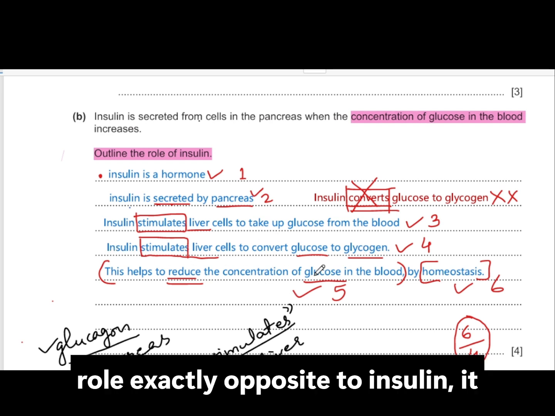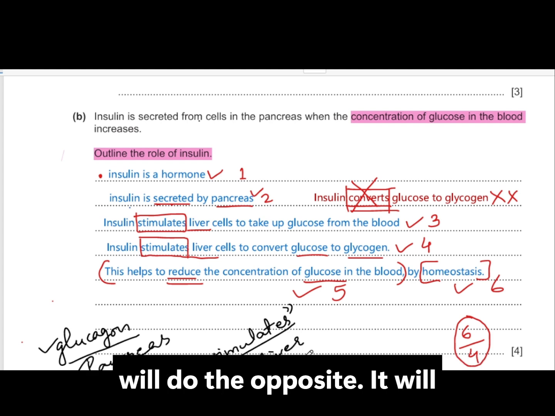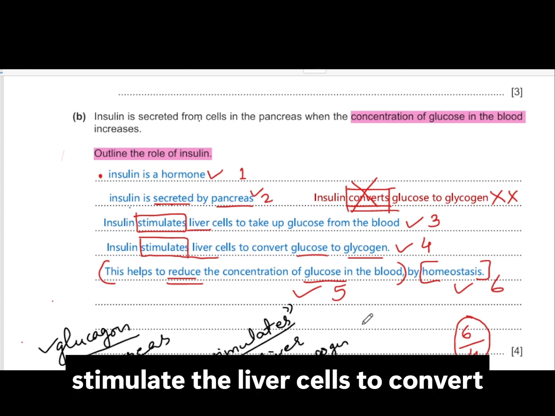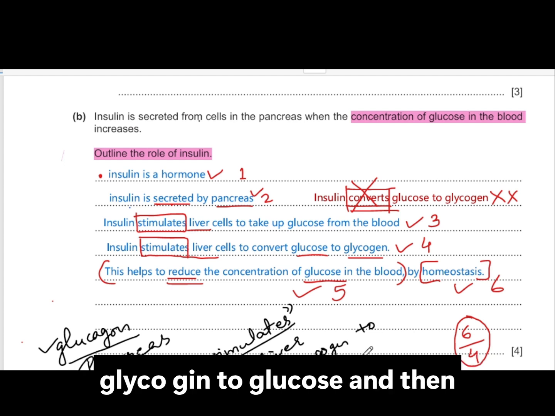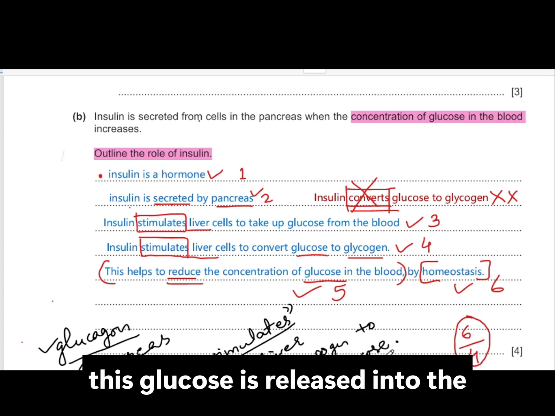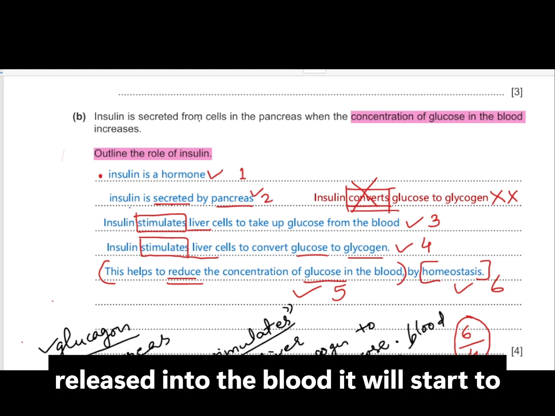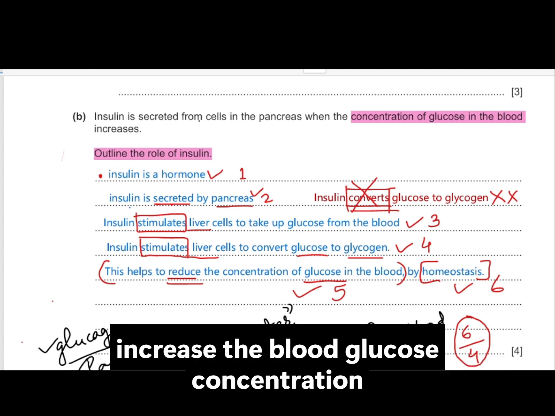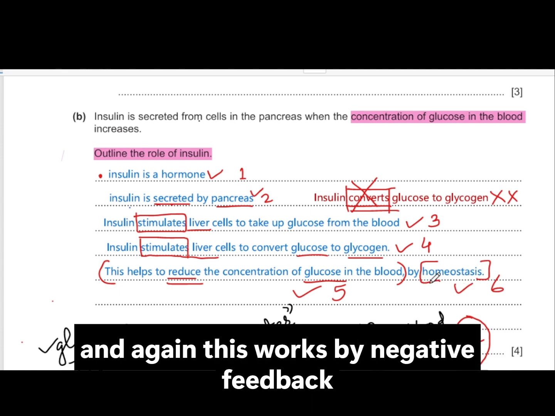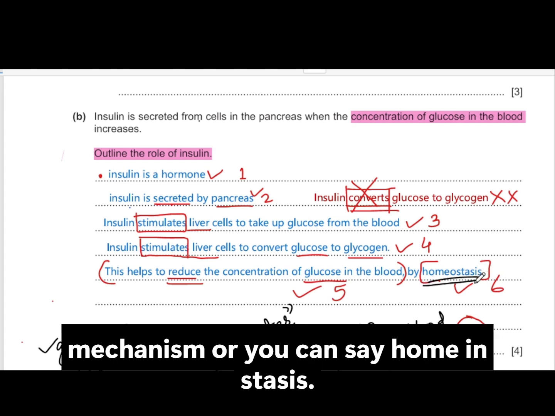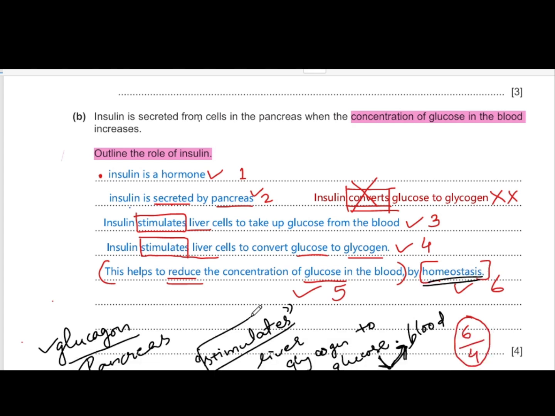Since it is a role exactly opposite to insulin, it will do the opposite. It will stimulate the liver cells to convert glycogen to glucose. And then this glucose is released into the blood. So when this glucose is released into the blood, it will start to increase the blood glucose concentration. And again, this works by negative feedback mechanism, or you can say homeostasis.